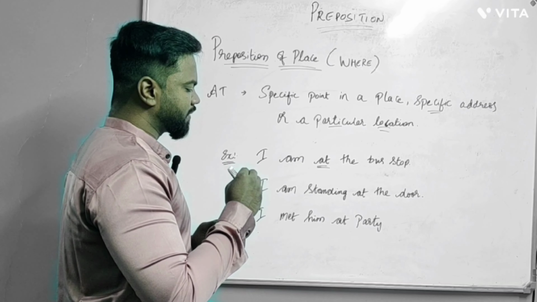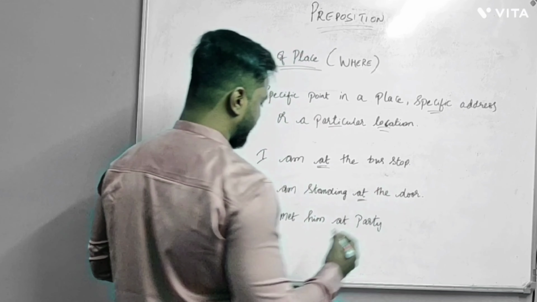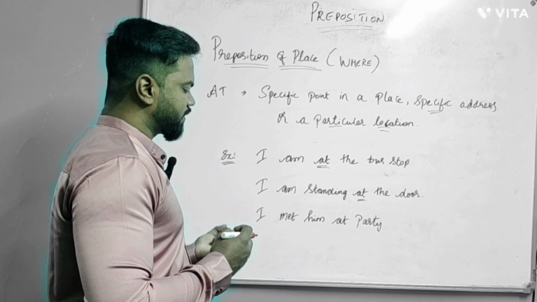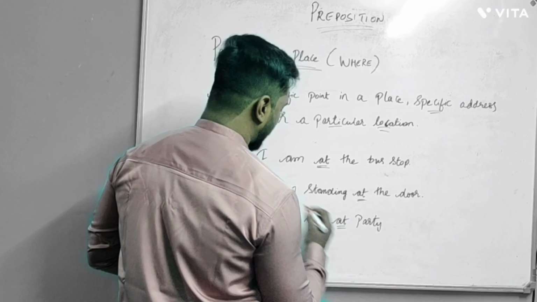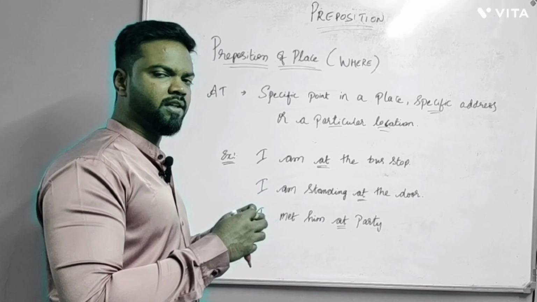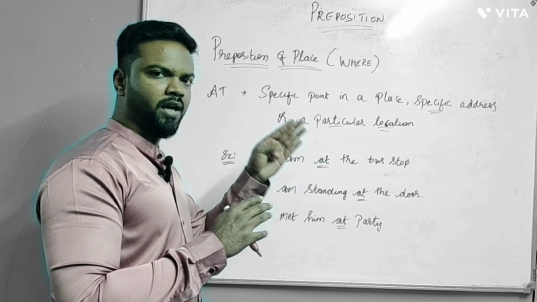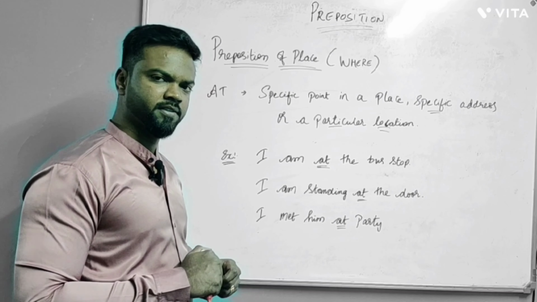Now, next example, I am standing at the door. Again, I'm mentioning a specific point. Third example, I met him at the party. In all these examples, I'm telling the other person specifically, at the door, at the bus stop, and at the party. I hope you got this.